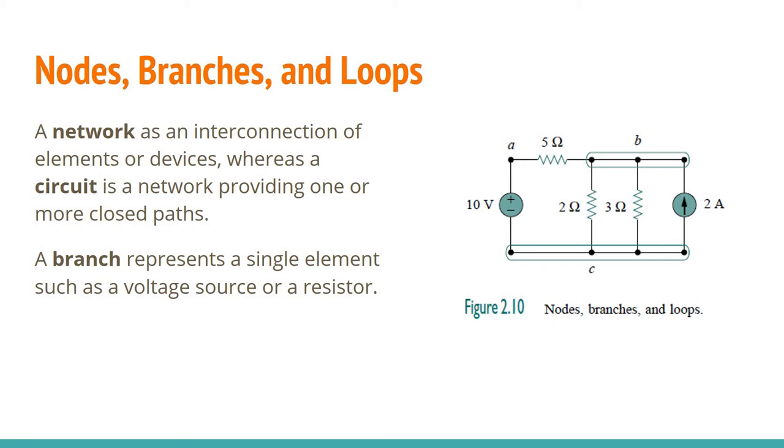Like for this figure 2.10, makita nato diri as a figure that naay duha ka supply, which is the voltage source of 10 volts, and then ay current source. Voltage source 10 volts and current source 2 ampere. So, naay duha ka supply. And then, naay tulo ka load, which is the 5 ohms, 2 ohms, and 3 ohms. So, network na siya. Daghan na siya og close paths. Dili lang kay isa. Ang makita nato diri naay close path niya nga more than 2.